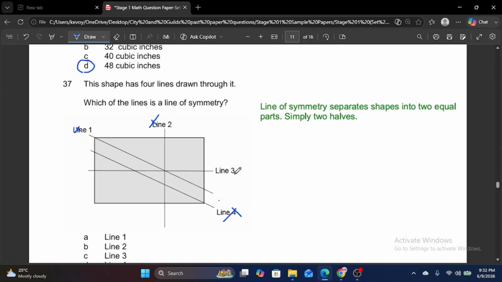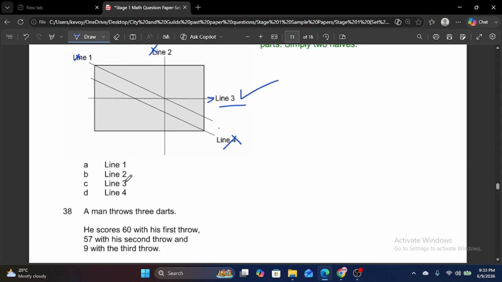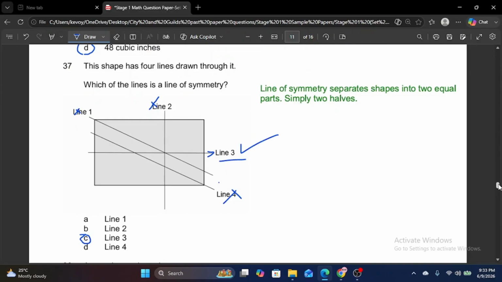It just leaves line 3, and line 3 is the line that cuts right through here. If I cut right through here perfectly, then I can see that both parts will be equal. So look at that line right there. So line 3, that's where you have your line of symmetry. Alright, that's the line of symmetry. Line 3.